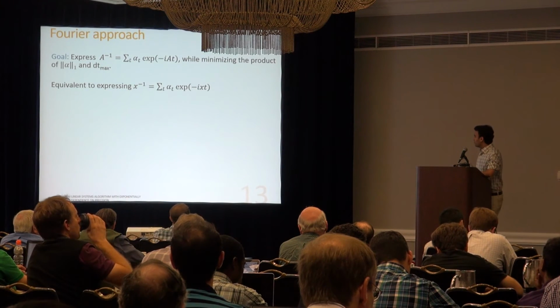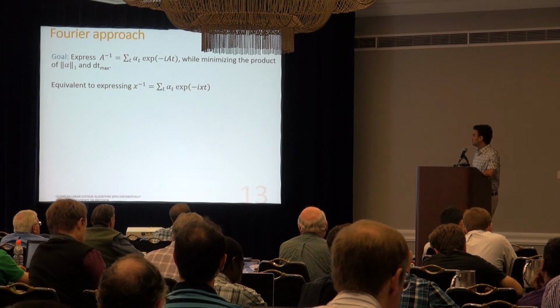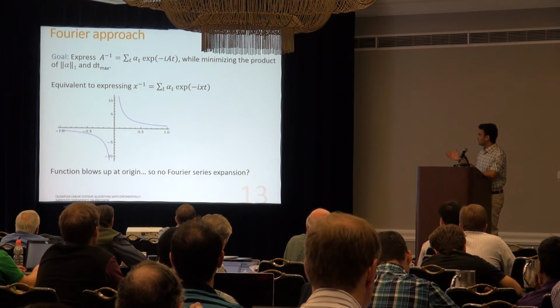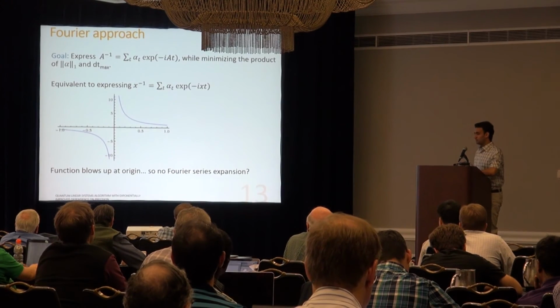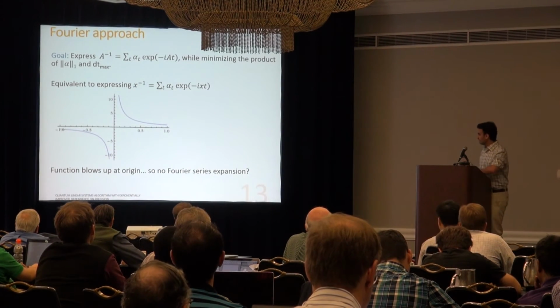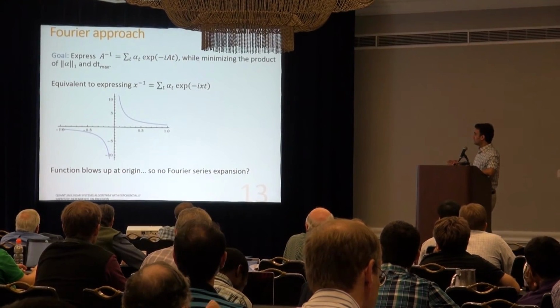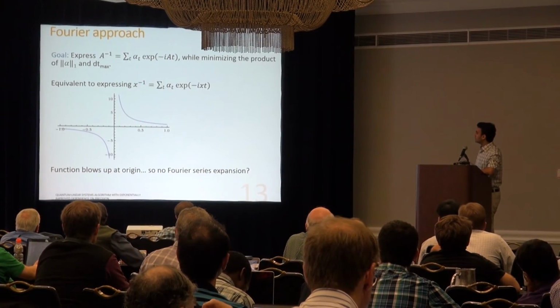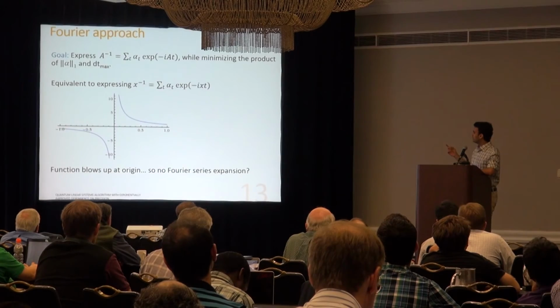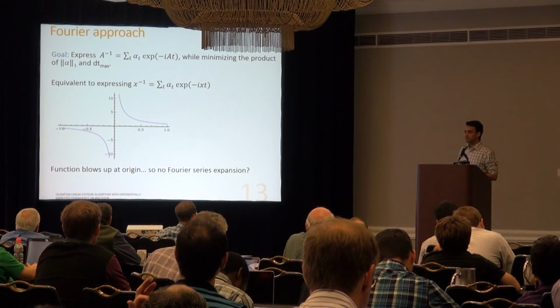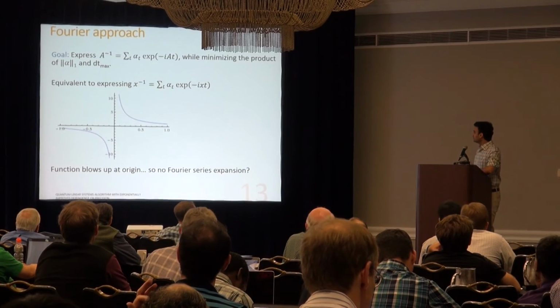Now if you think about this for a few minutes, you'll see, wait, this seems wrong. This shouldn't even be possible, right? This is what the function looks like, and the function blows up at the origin. It just tends to infinity. How can you represent a function that goes to infinity at the origin as a finite linear sum of things, each of which is very well behaved? This e to the minus ixt is very nicely behaved. It's between -1 and +1. There's no way you can do this.